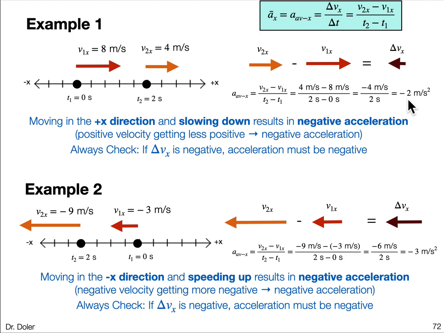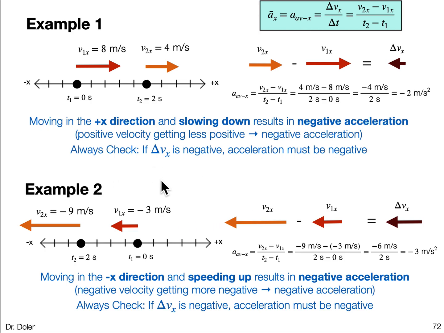All right, so the point here is that if we're moving in the positive direction and we're slowing down, that means we have negative acceleration. Right? We have positive velocity at all times, but that positive velocity is getting less positive. So that corresponds to negative acceleration. And again, it's delta v that determines if acceleration is negative or positive. So delta v is negative, that means acceleration must be negative. Okay. So let's go to example number 2.